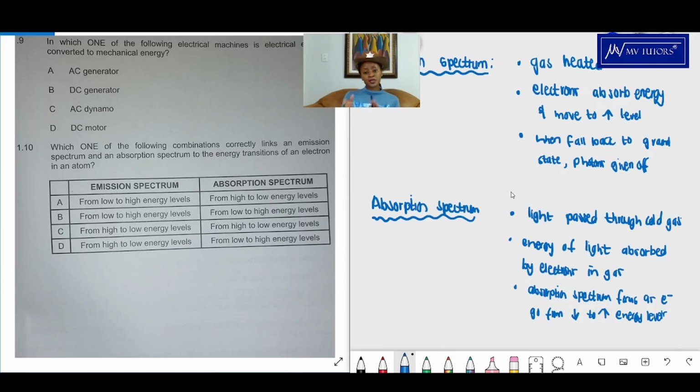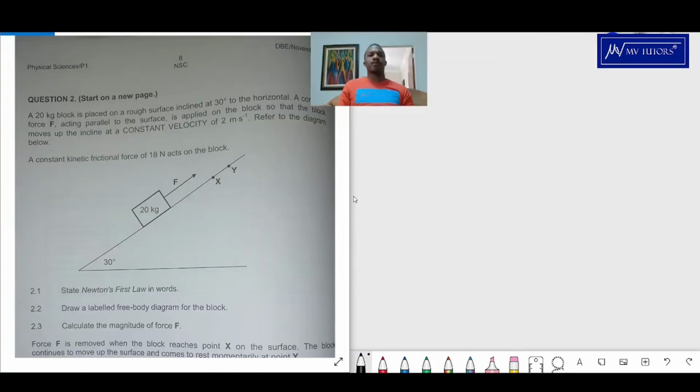So on the absorption spectrum side, remember we only have two options here, C or D. For the emission spectrum, we said it goes from high to low. For the absorption spectrum, it has to go from low to high, and in that case that would be D. So our answer for 1.10 is D, and we are done. I will see you guys next for question 3.